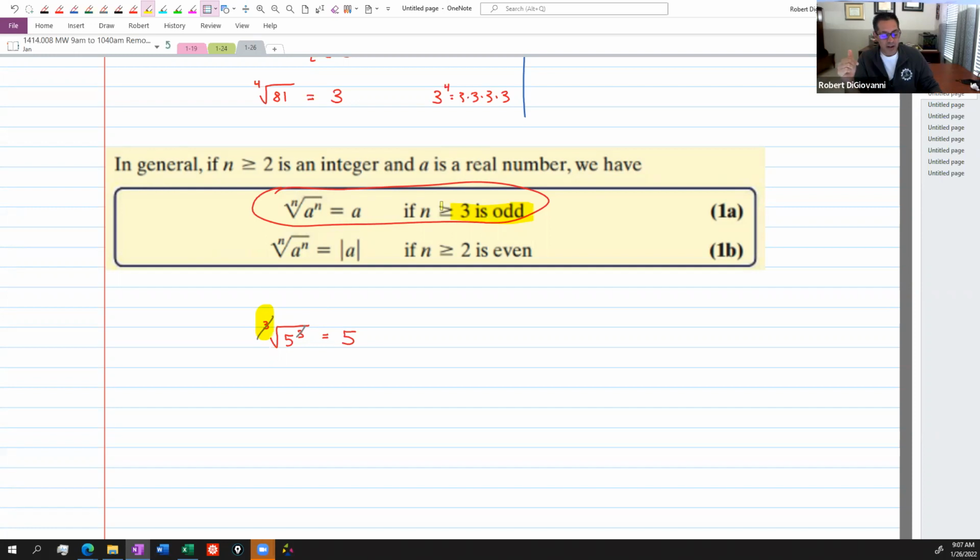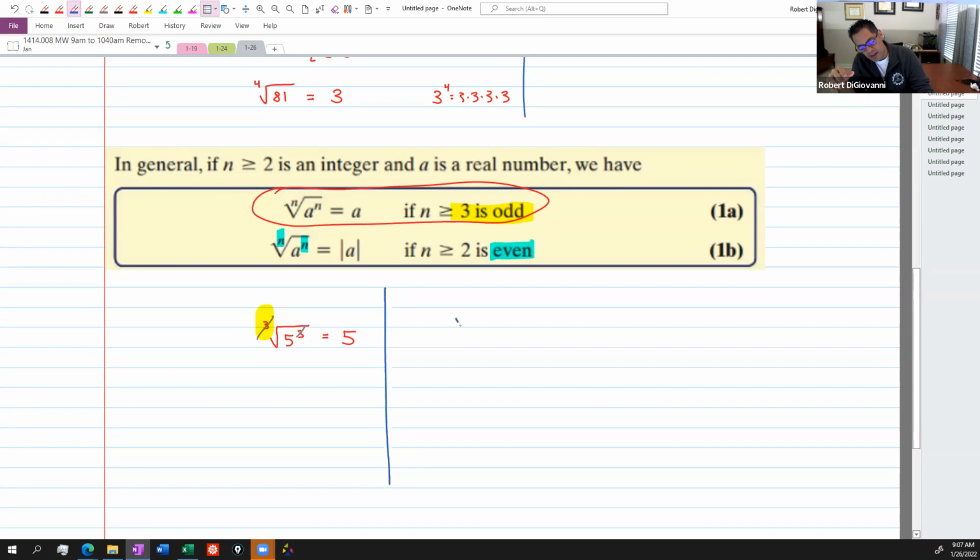Where it gets a little tricky is when the power out there on the root is an even number. If the power is even and that number is even, then it doesn't spit out the number, it spits out the absolute value of the number. So let me show you an example of that.